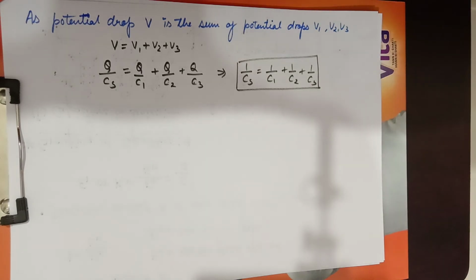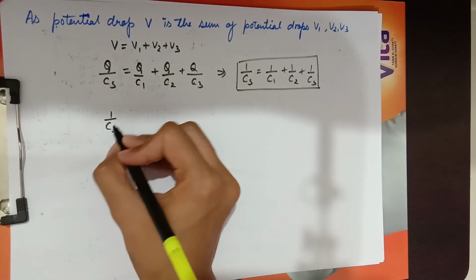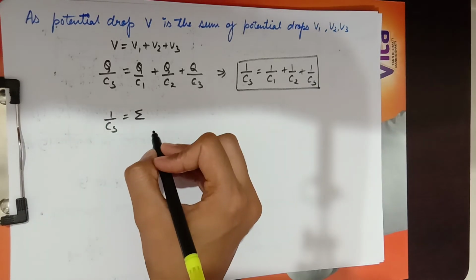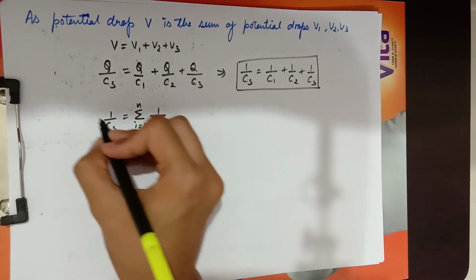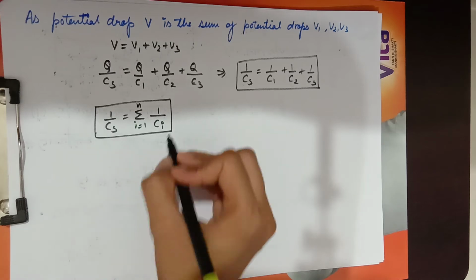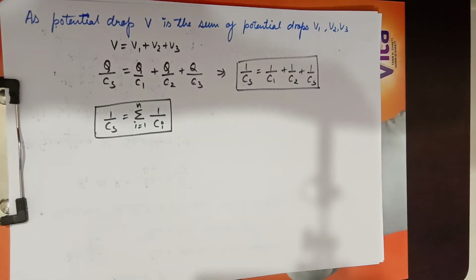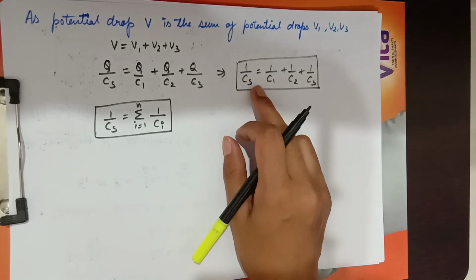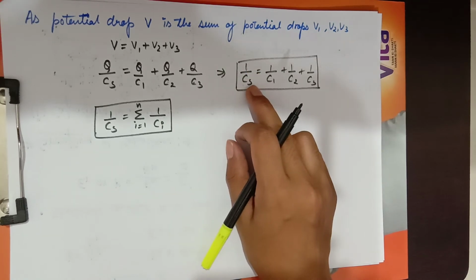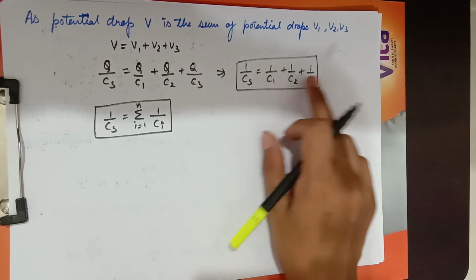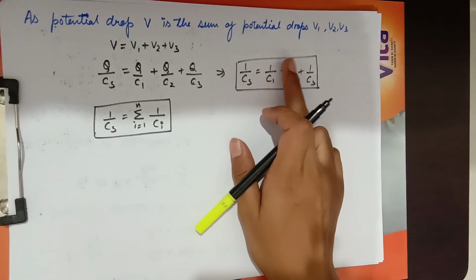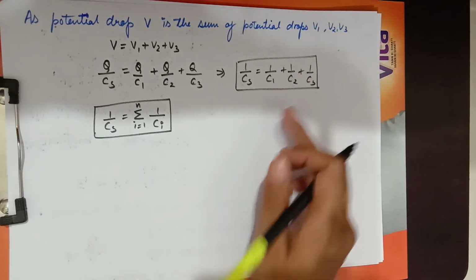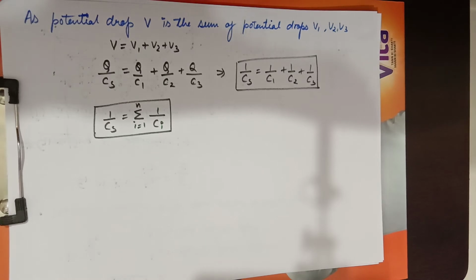If there are n number of capacitors, then this formula will take the form 1 upon Cs is equal to sigma i equals 1 to n, 1 by Ci. This will be the formula when there are n capacitors connected in series. By seeing the formula, we can say that Cs will be less than the individual capacitances, as these are related by the formula 1 upon Cs equals 1 upon C1 plus 1 upon C2 plus 1 upon C3.